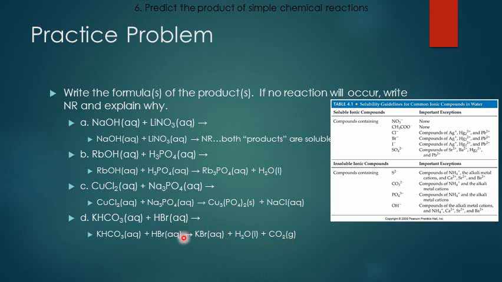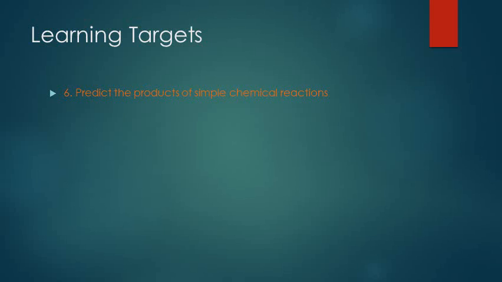And then our other product would be the potassium with the bromide ion. That would give us potassium bromide, which is in fact soluble. Alright, lots of examples here, lots of additional details on the displacement reactions and how we determine what the products will be and whether or not a reaction will even occur. So this completes our 6th learning target. We now are able to predict the products of simple chemical reactions.